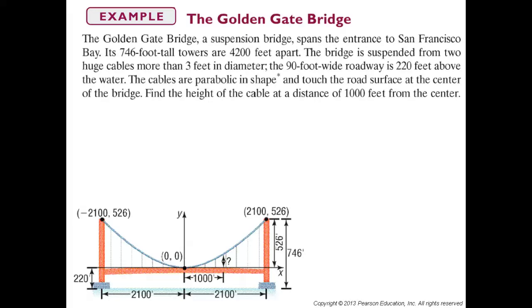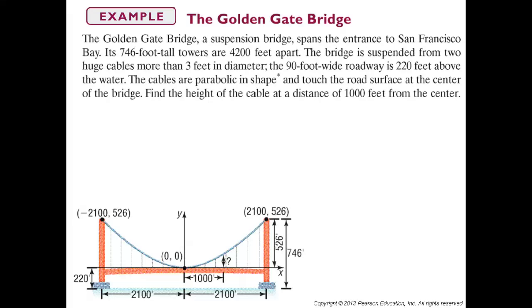Find the height of the cable at the distance of 1,000 feet. Okay, so what they're doing here is they're trying to simplify the problem, and they're setting up the bridge so that the numbers become easy. By putting the vertex at 0, 0, that's where the large cable comes in contact with the road. It's right there at the edge, top of the road. And then we put that at 0, 0. That makes it easy to split our 4,200 feet apart into 2,100 on each side. Because it's a parabola, it's symmetric, right? So if it's symmetric, then you've got the same distance on each side.